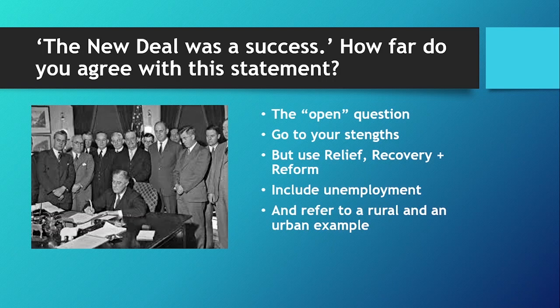I would again go back to Roosevelt's aims, relief, recovery and reform, using examples of how the New Deal affected different Americans for better or worse. But I would make sure there was a paragraph on unemployment, and I would make sure that I have a rural example as well as an urban one. And do note how I'm already repeating points.